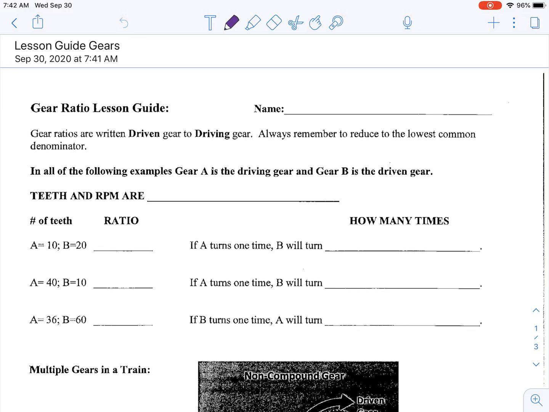And one of the things that we're going to look at are the number of teeth and RPM. The number of teeth and RPM is what's called an inverse proportion, because the more teeth that you have on a gear, the slower it is going to spin. A smaller gear with fewer teeth is going to spin faster. So it is an inverse proportion.